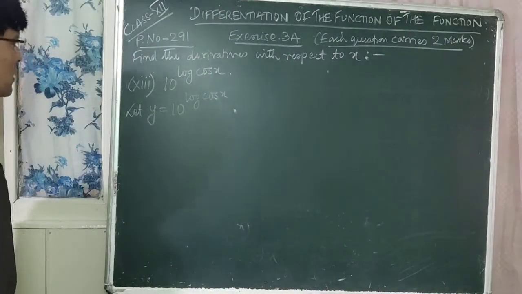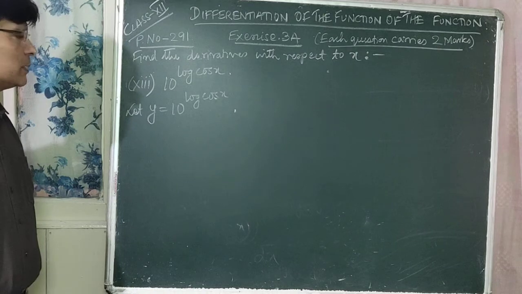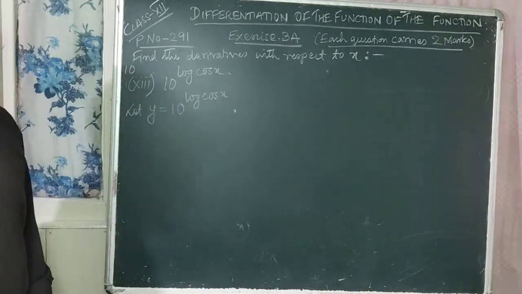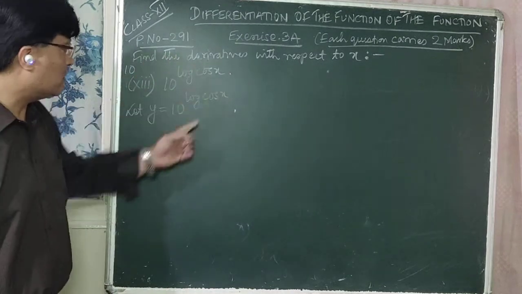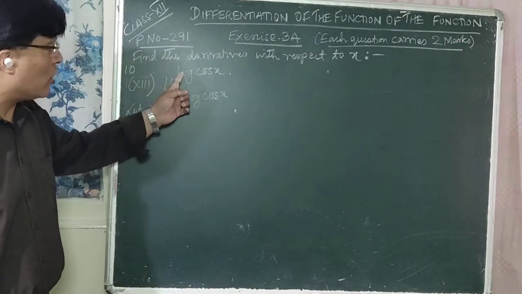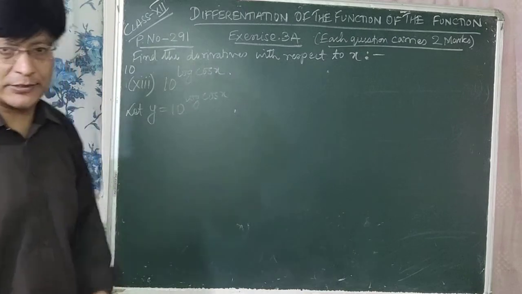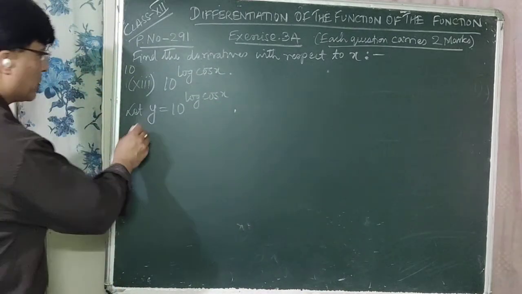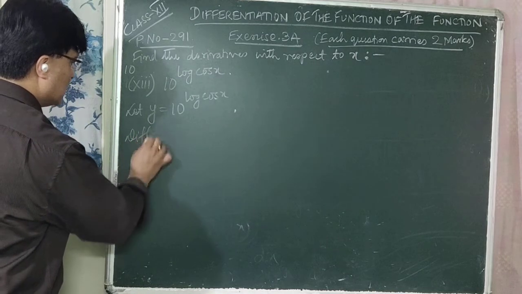So now let's do question number 13. That is question number 10, 13. Find the derivative of 10 to the power log cos x with respect to x. Let us assume y is equal to 10 to the power log cos x. So let us differentiate it.